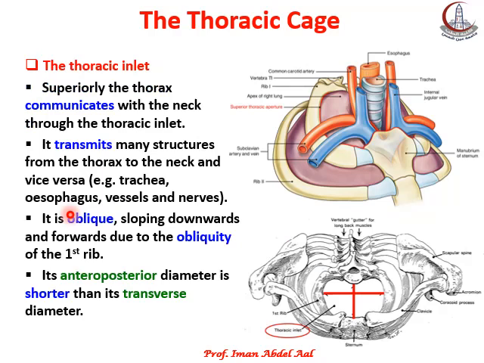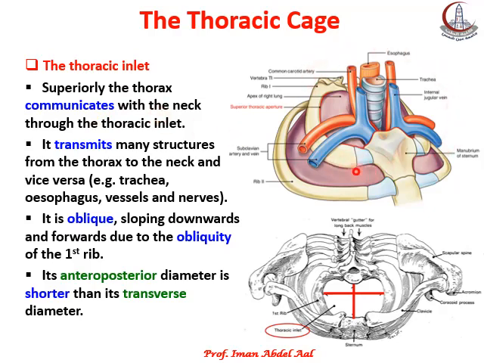Now let's begin with the thoracic inlet. What do we mean by the thoracic inlet? The thoracic inlet is the upper aperture of the thorax through which pass nerves, vessels, and organs like the trachea and the esophagus. All these structures form a communication between the neck and the thoracic cavity. So, superiorly, the thorax communicates with the neck through the thoracic inlet.